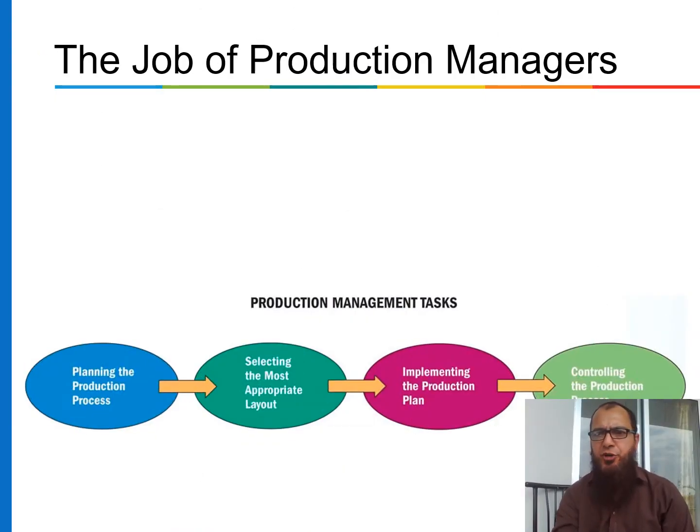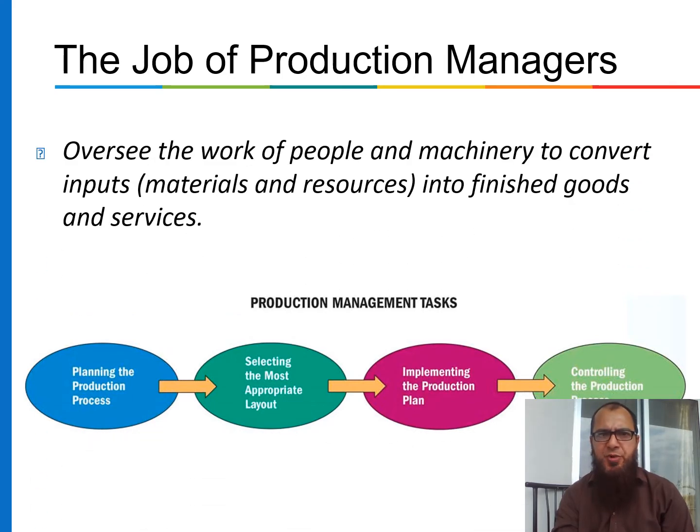The job of production managers. There are four major tasks of production managers. Part of the control process involves continuous evaluation of results. If a problem occurs, managers return to the first step and make adjustments.